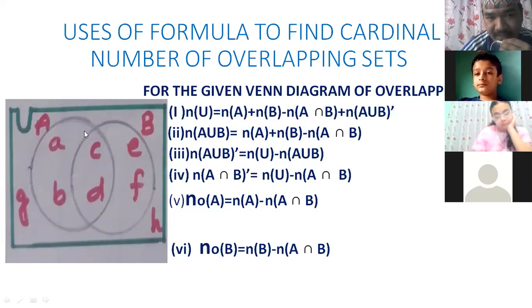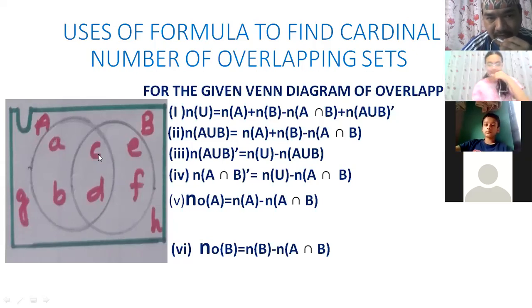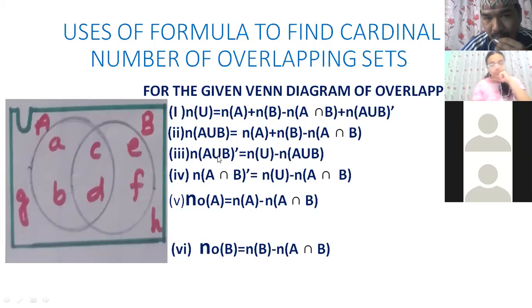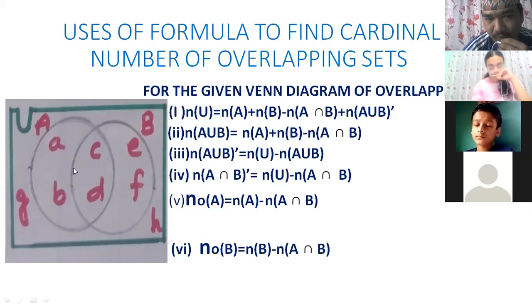A, how many are there? Aditya, can you tell? 4. Good. Simran has told the correct answer. A means 4. And A intersection B means what here? 2 elements. Very good. From A, if we subtract A intersection B, 2 elements, then what will be left here? 2 elements. Good. How to find and only A? Understood, children? Yes, sir.